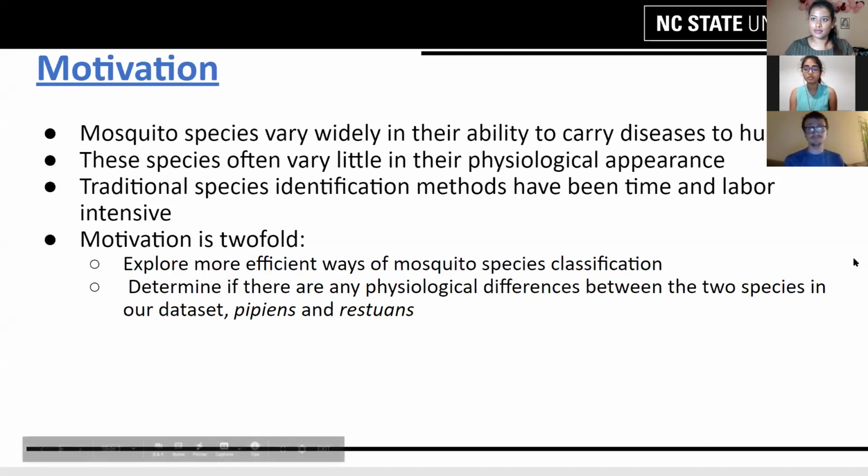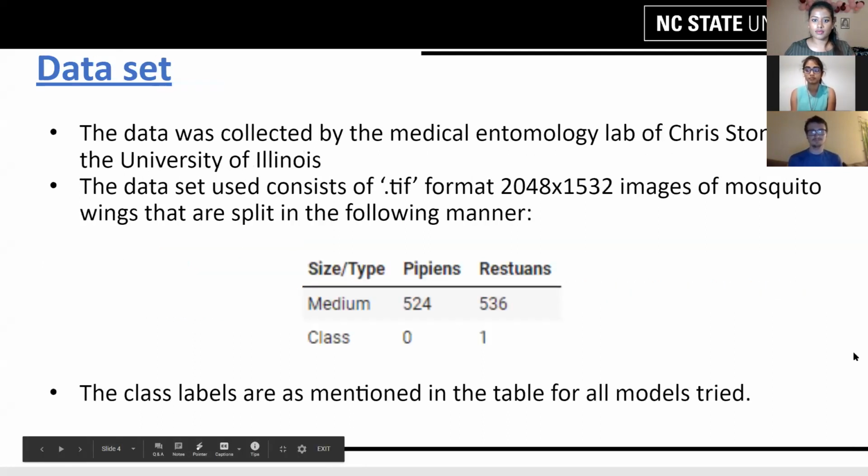So the motivation behind our project was to distinguish between the two species, pipiens and restuans. As we all know, mosquitoes have always been disease carriers, and so far the methods used to distinguish between them have been very laborious and intensive. So we want to make an effective classification between the two, and also determine if there are any physiological differences between the two species.